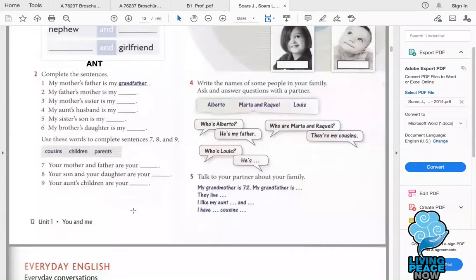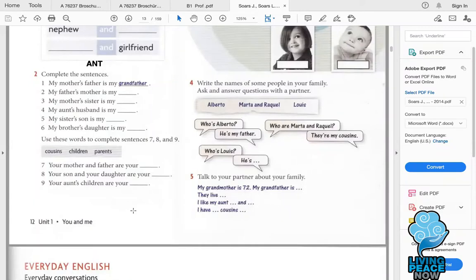The following activity is about sentences that we need to complete. So the first one is my mother's father. So pay attention. My mother's father. And we have done this, the apostrophe S for possession. So when I say my mother's father, it's not the same when I say my father's mother. If I say my mother's father, it means the father of my mother, and the other way, it is the opposite, the mother of my father. So the first one is the father of my mother is my grandfather.